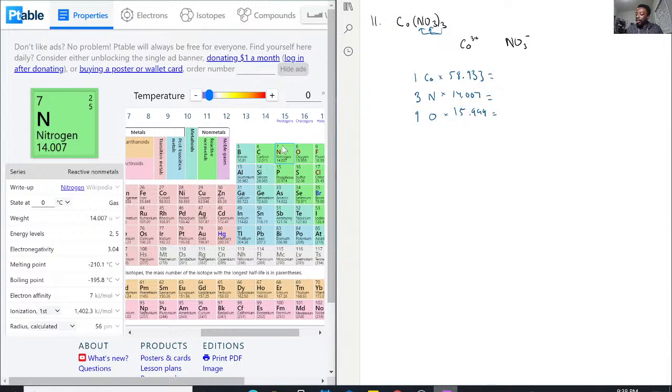So that is 58.933. Sorry, that's not what I want to do, because 1 times that, we're going to have the same number. I don't want to add just yet. 58.933. Perfect. And then this is where we want to multiply first. So 14.007 times 3 is 42.021. And then the last one we have is 15.999 times 9.